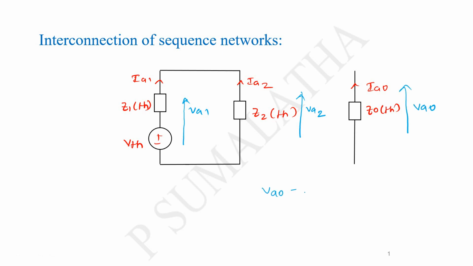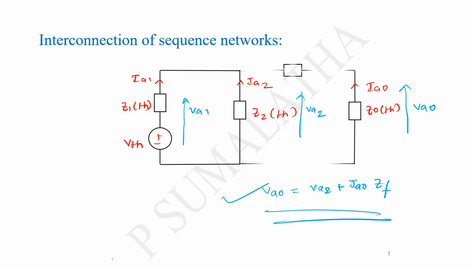So we have a relation VA0 is equal to VA2 plus IA0 into ZF. So if you consider VA0 as an input and VA2 as an output, output plus the drop. Now let us place the ZF in between the two networks, and this is ZF. So the current IA0 is flowing like this. Now you will find VA0 is equal to VA2 plus IA0 into ZF. So finally we got the interconnection for the double line to ground fault.